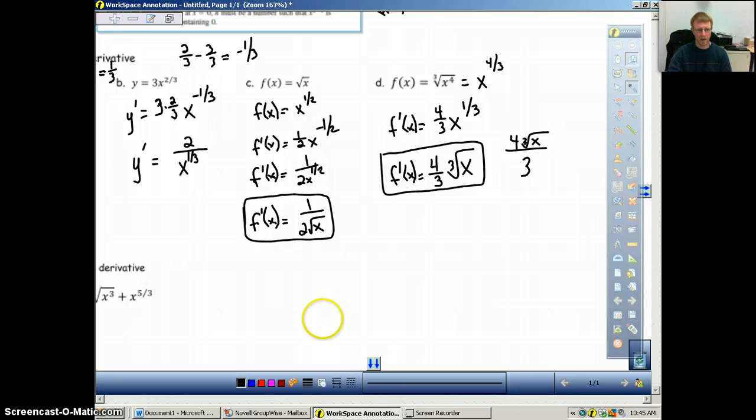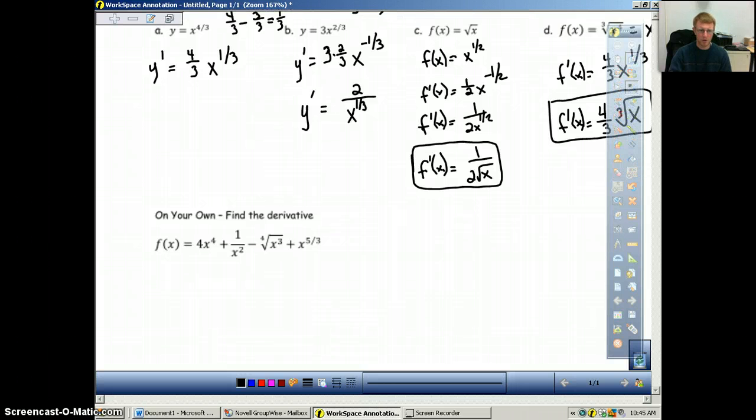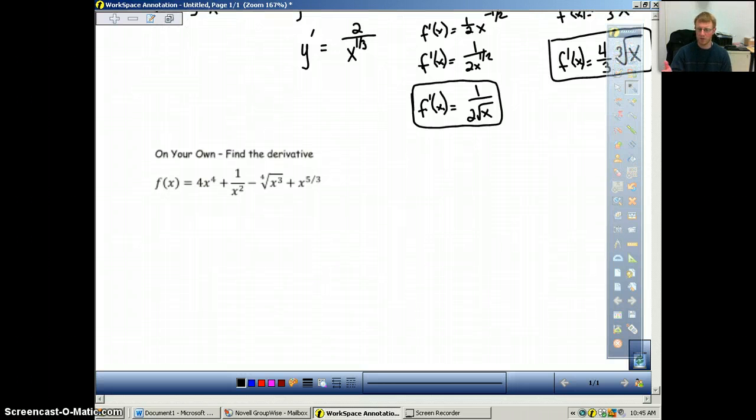But anyway, I have a problem here that I want you to do on your own. It's kind of bringing everything together that we've done so far into one problem. So let's see if you can do that problem on your own. Hit pause, really try and do this, and then hit play when you're ready to see if you're getting it right.